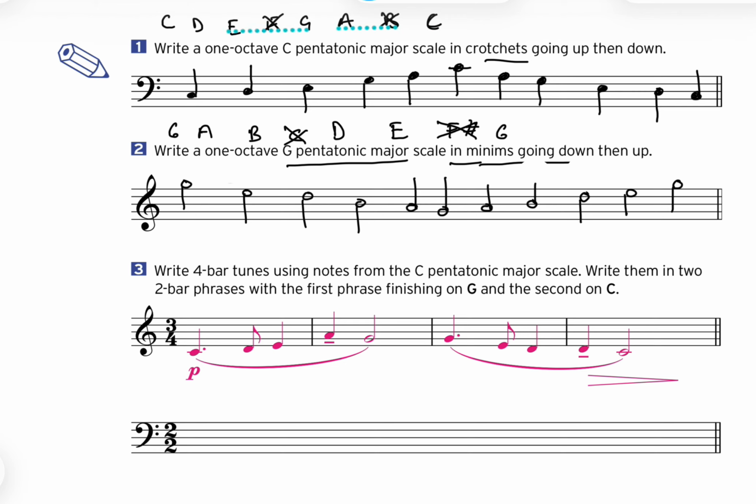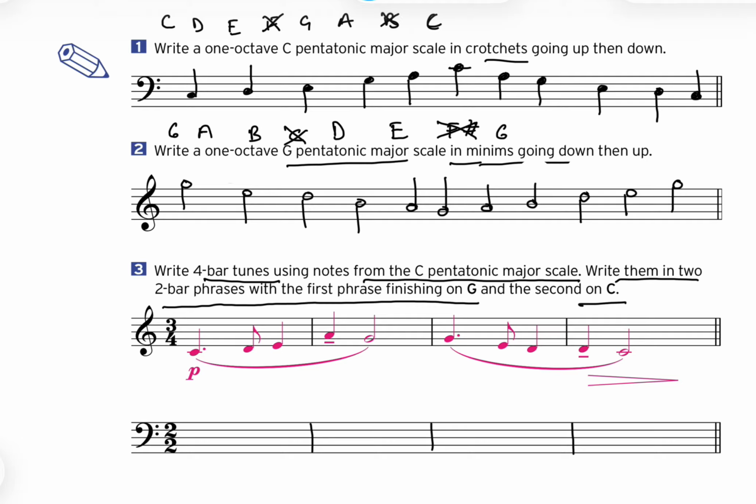G pentatonic major scale. Now they're saying write a 4-bar tune using notes of the C pentatonic major scale. Write them in 2-bar phrases with the first phrase finishing on G and the second on C. Okay, so let's mark the bar line first. The time signature is 2 2. So let's start, and the first phrase should finish on G.